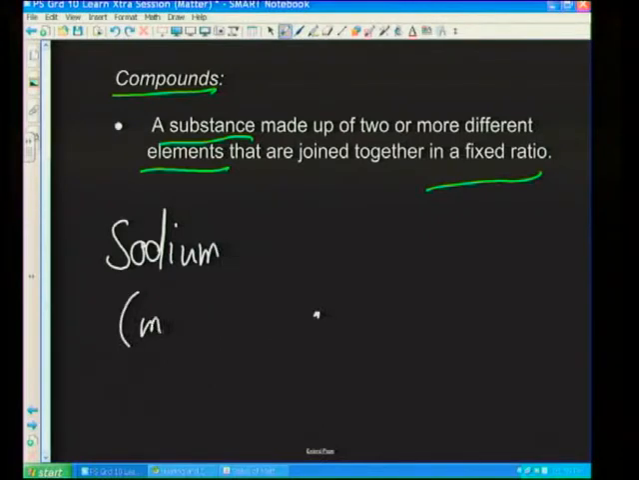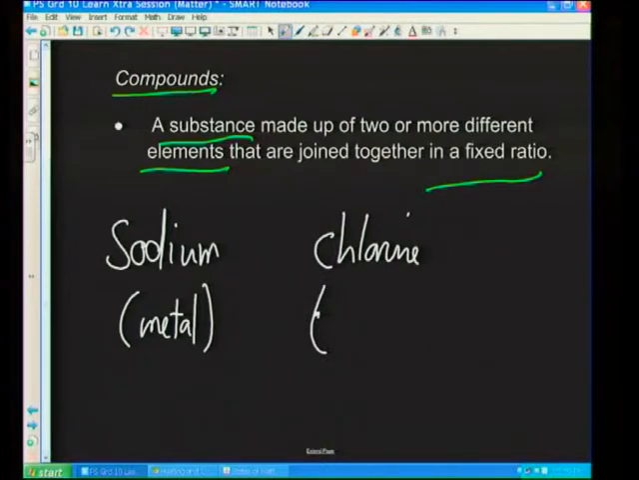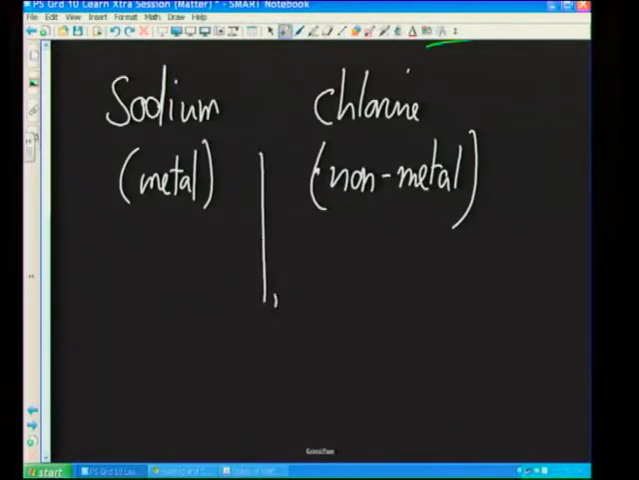We know that that's a metal. And we take something like chlorine, which is a non-metal and it's a gas. It's a non-metal. We'll explain why it's a metal and a non-metal just now. We put those together, we can make a compound called sodium chloride.